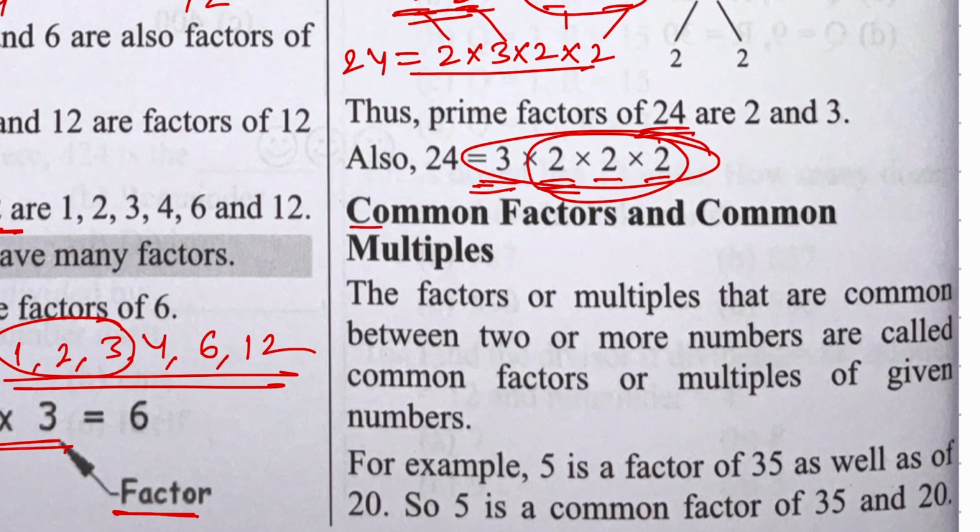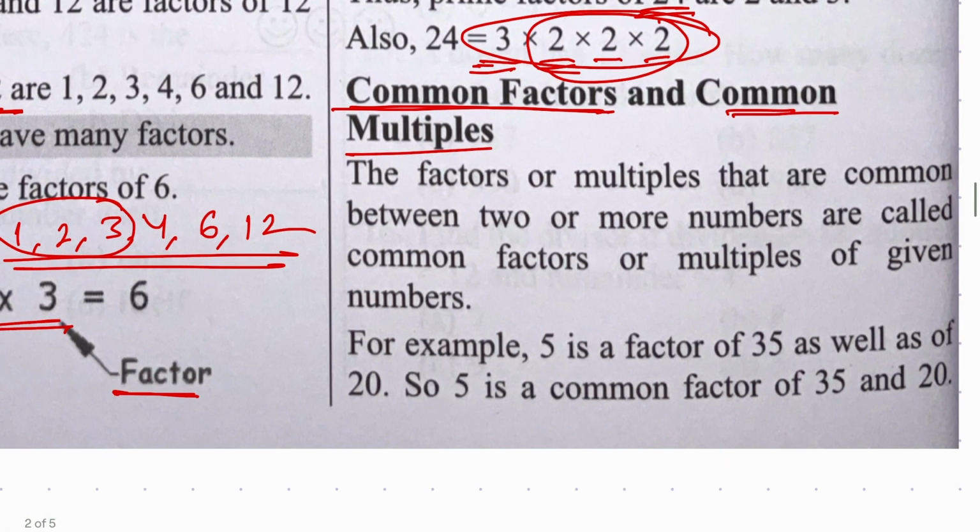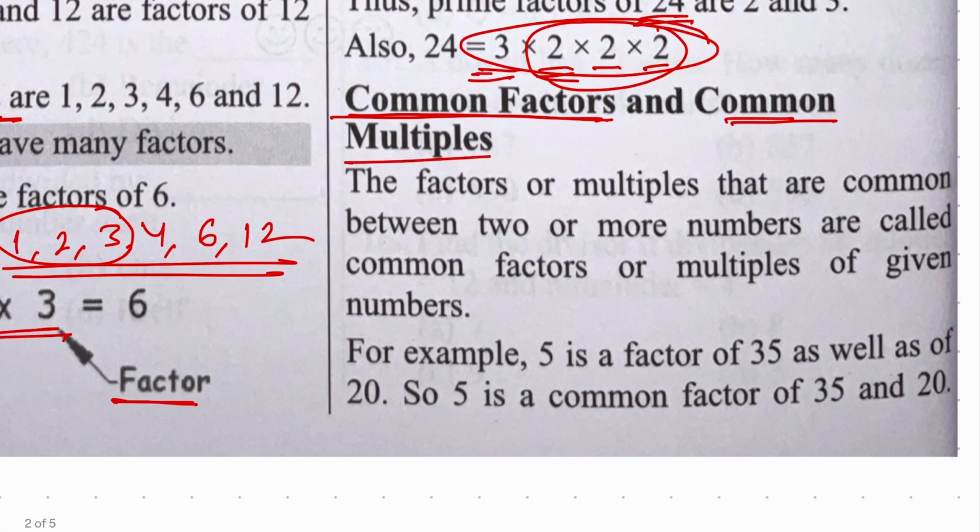Now we will learn common factors and common multiples. Common means in two numbers, right? For finding which is common, it must be present in both the numbers. So if we are calculating common, then it should be in both the numbers. The factors or multiples that are common between two or more numbers are called the common factors or multiples of the given numbers.